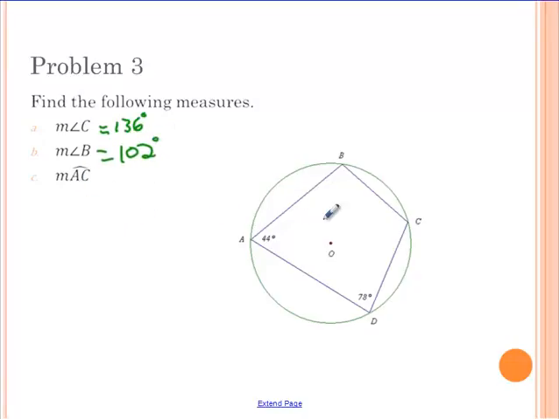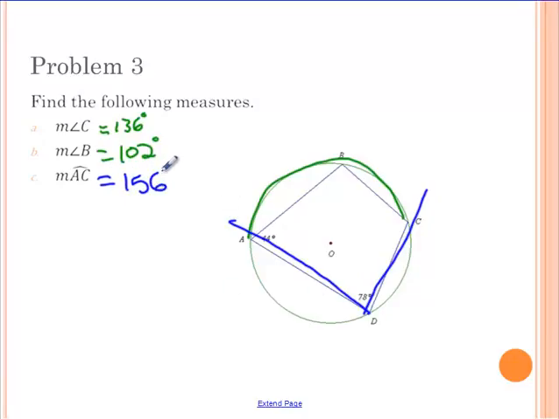And arc AC is this arc, and the angle that's cutting off that arc is this one. So we need to take 78, and we need to double it because it's something that's on the circle, and that's going to be 156 degrees for arc AC.